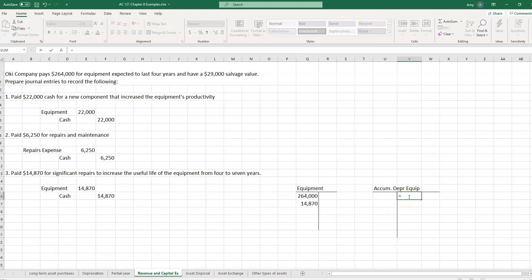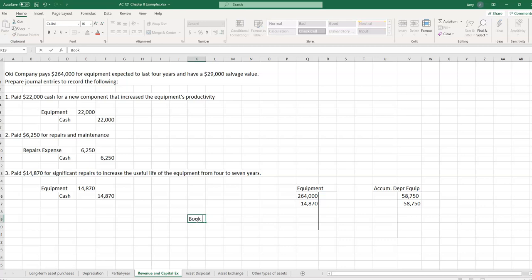So our yearly depreciation using straight line, 264,000 minus 29,000 divided by 4. So we would have 2 years of depreciation of $58,750. So now to make changes to the useful life, we've decided that instead of 4 years, this is going to be useful for 7 years now, but we've already depreciated for 2 years. So we use the book value to determine what our new depreciation expense is for year 3.